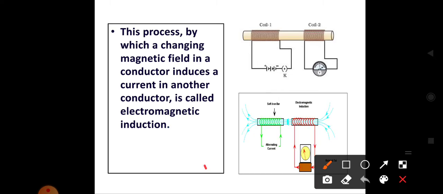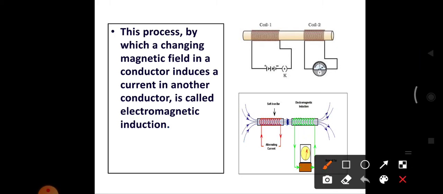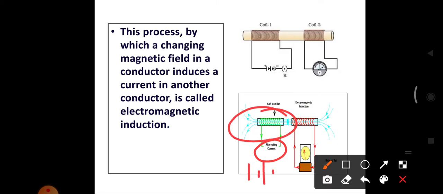Look at this animation for 1 minute. When we change the current in coil 1, that is alternating current, here the battery is connected. The magnetic field around the first coil changes. Due to that, an electric current is induced in the second coil.